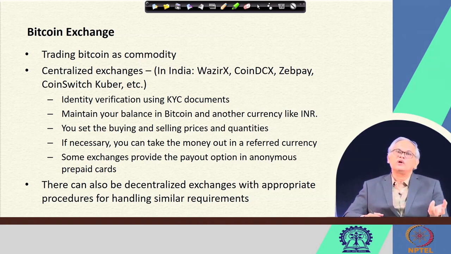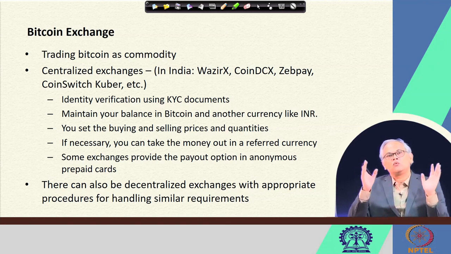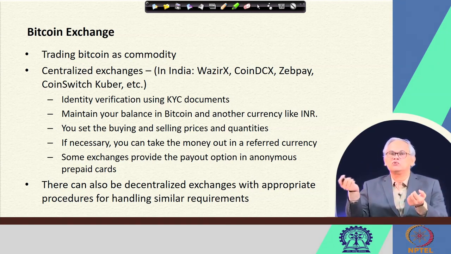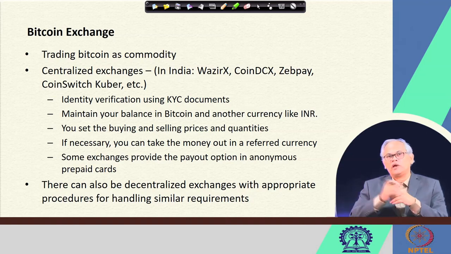And if required, if you have earned some money through this trading process, say you have earned 1000 rupees, now you can take it out. So, you can have that money transferred to your bank, or you can keep on trading.